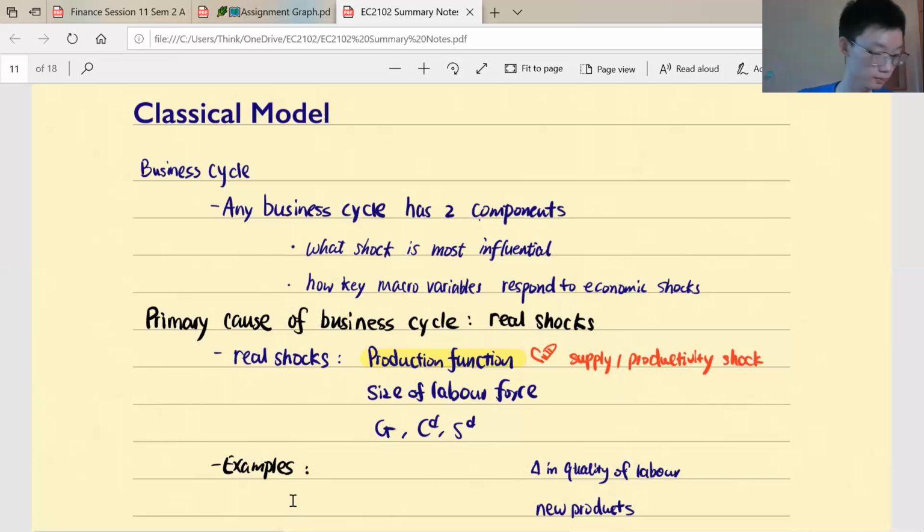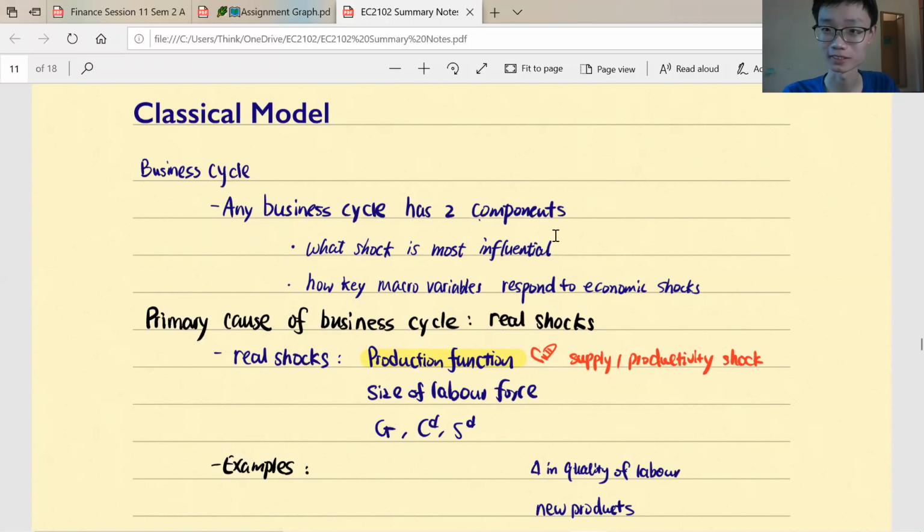So the real shocks are disturbances to the real side of the economy. Like I said before, it includes the shocks that affect the production function, the shocks to the size of the labor force, the shocks to the real quantity of government purchases, the shocks that affect spending decisions and saving decisions of consumers. So these are the real side of the economy.